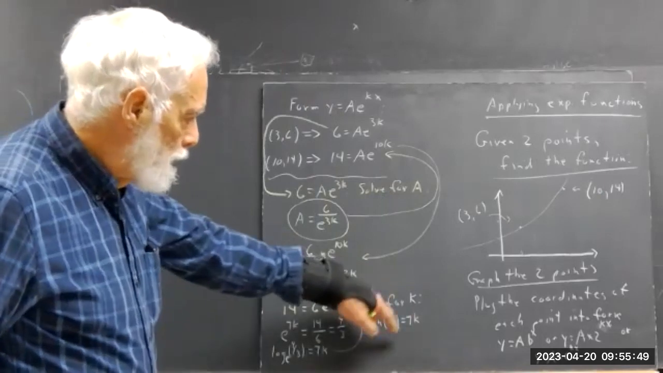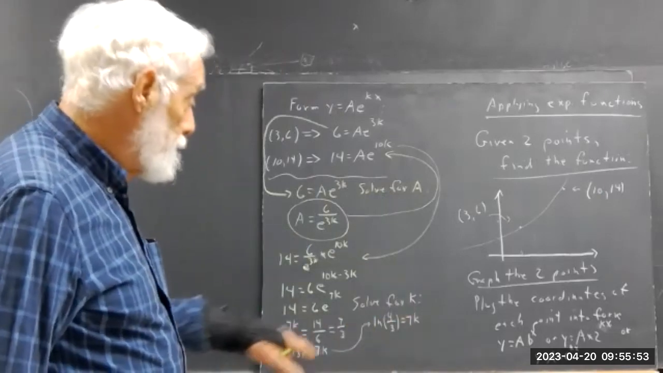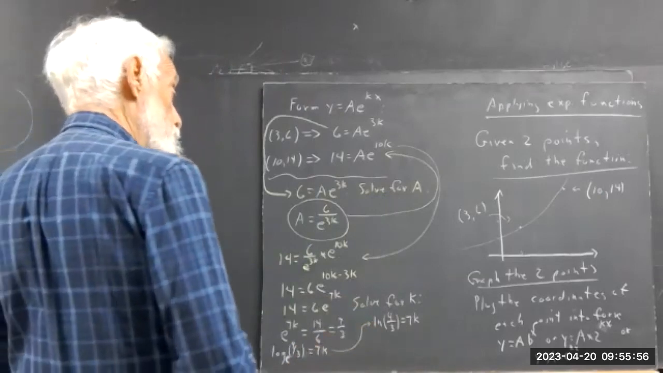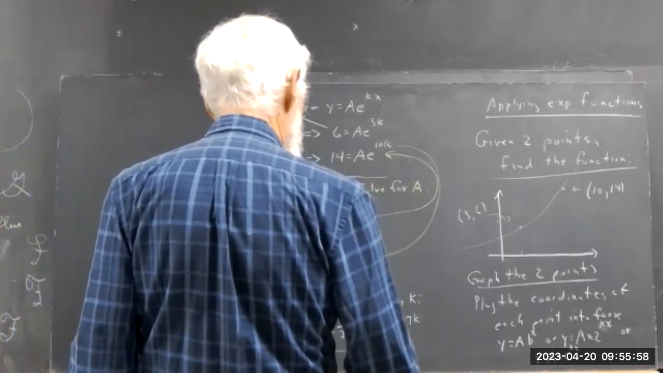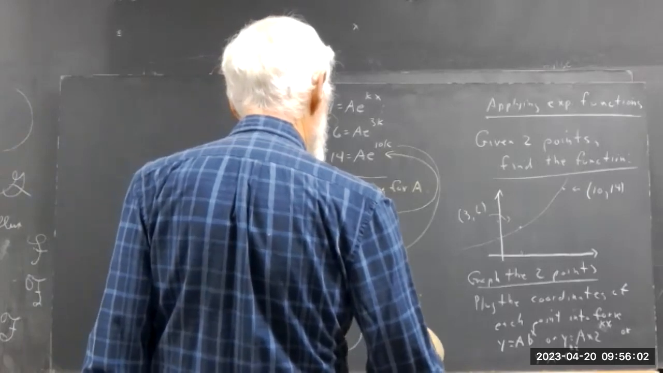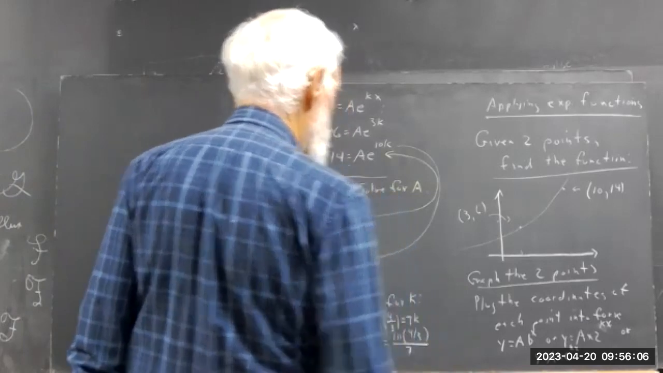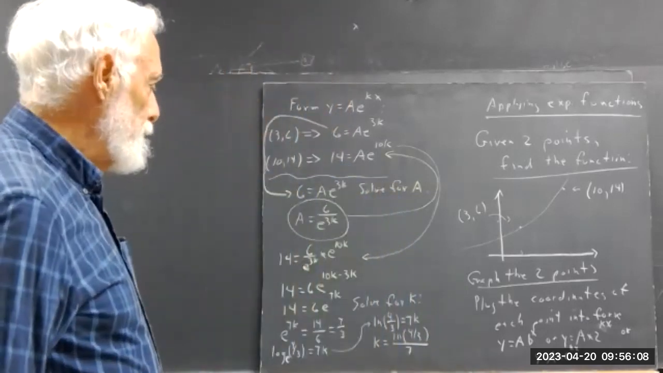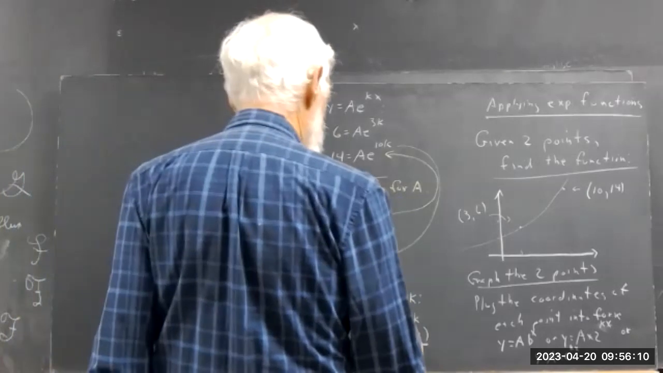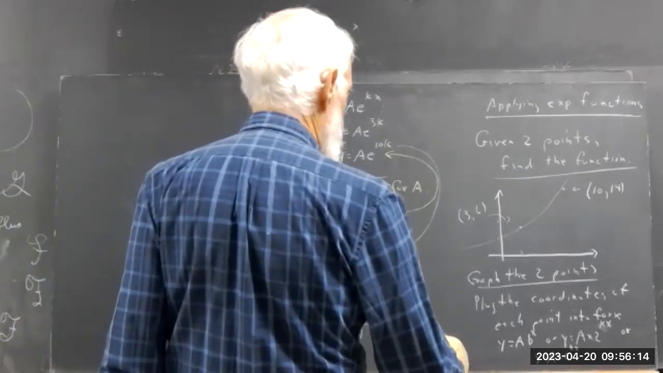Right, this is natural log of 4/3 equals 7k, because log base e is the natural log. And then k is going to be the natural log of 4/3 divided by 7. And you can punch that into your calculator.